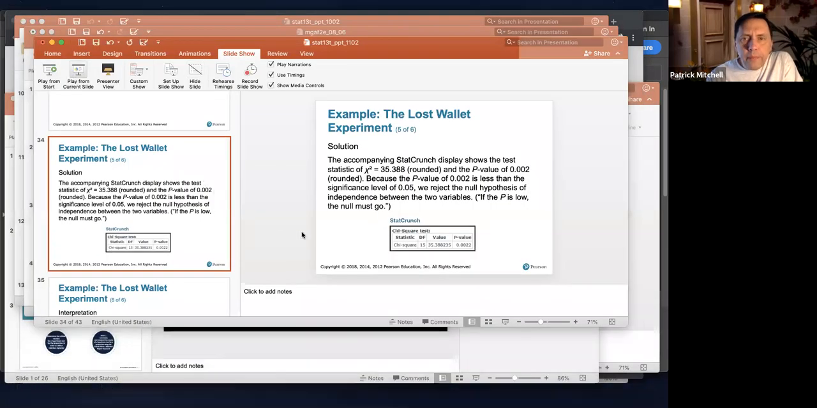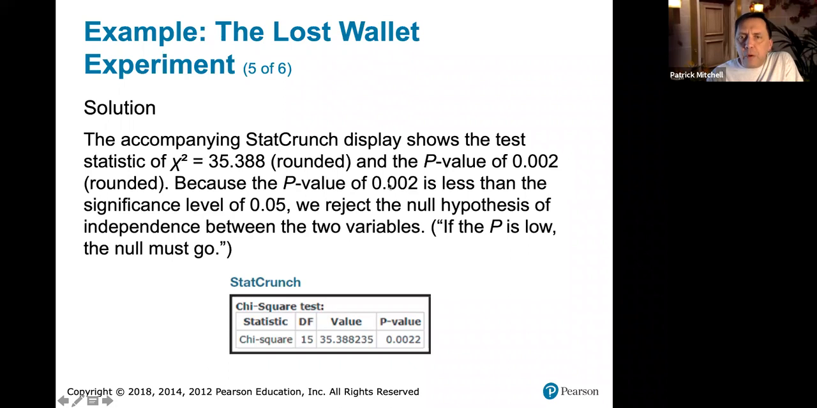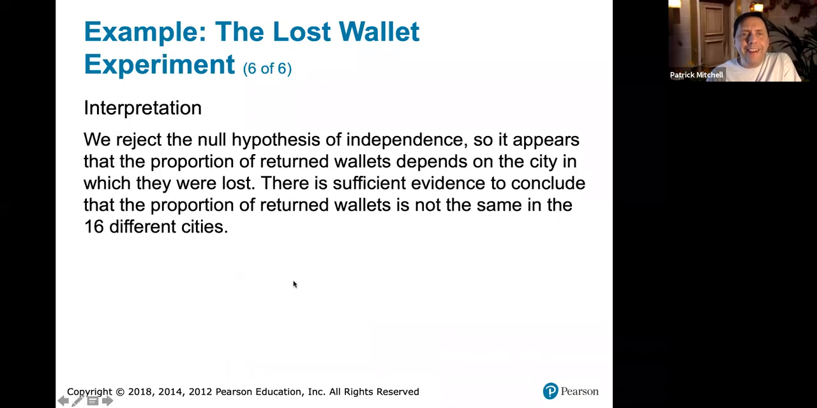So, because the p-value of 0.002 is less than the significance level 0.05, we reject the null hypothesis of independence between the two variables. Whether you're going to get your wallet back really depends on what city you're in. We reject the null hypothesis of independence, so it appears that the proportion of returned wallets depends on the city in which they were lost. There is sufficient evidence to conclude that the proportion of returned wallets is not the same in the 16 different cities. Remember, that was the original claim, so there is sufficient evidence to support this claim.